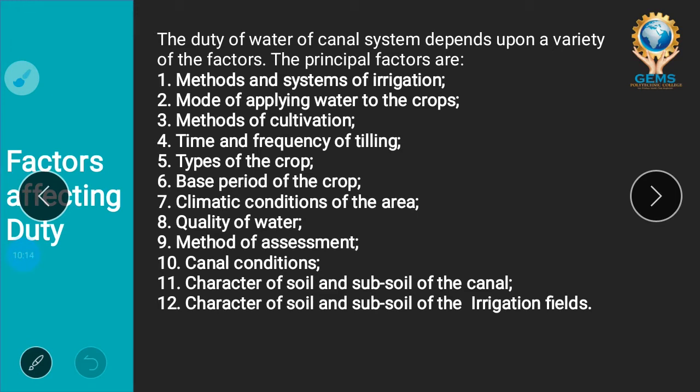Like if you go down south, the whole year it is hot and humid, but if you come up north, there is a cold season, a winter, a hot season, a moderate season, a rainy season, as we have seen. So different types of crops are grown during this period of time. Next is method of assessment, like how you provide water.